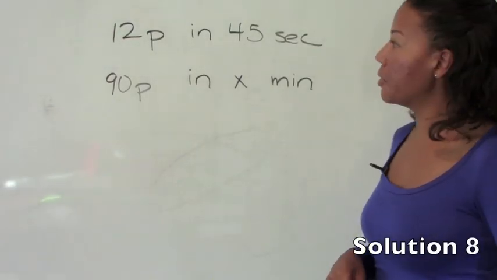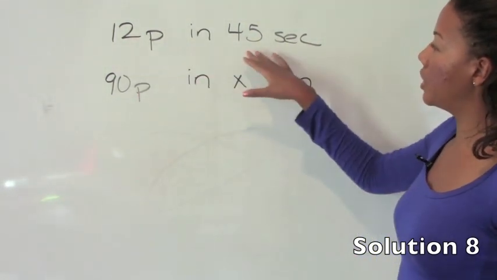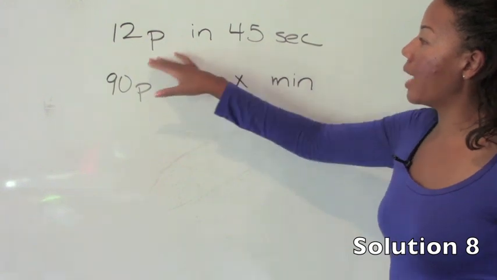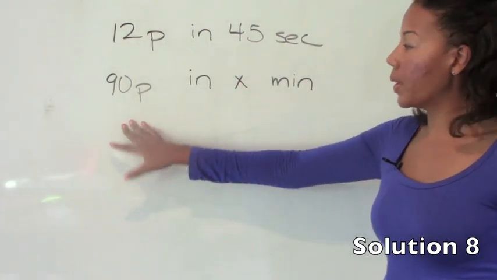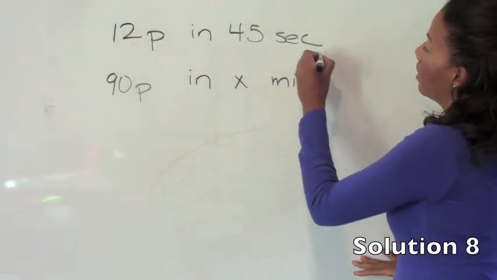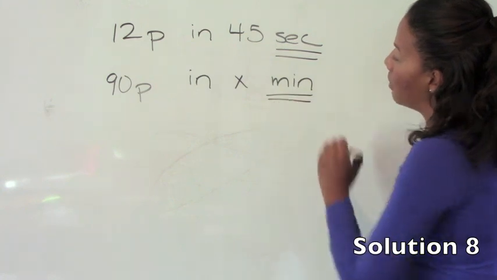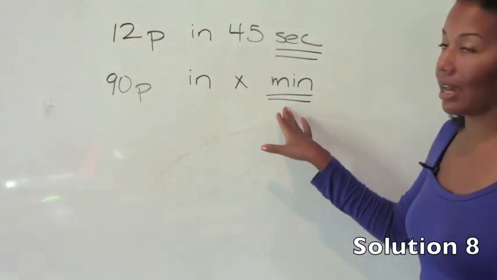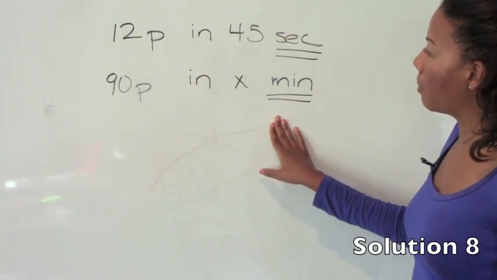Number 8. In number 8, we're told that Alex took a speed reading class and she can now read 12 pages in 45 seconds. And from that, we're asked to find how long it will take her to read 90 pages. One thing to keep in mind from the beginning is that the original information is in seconds, and we are asked to find out how many minutes, or to the nearest minute, how long will it take her to read the 90 pages. So we have to take that into account when we set up our problem.